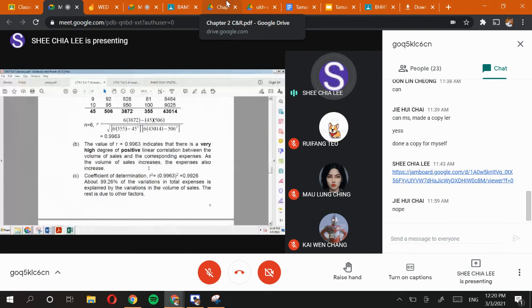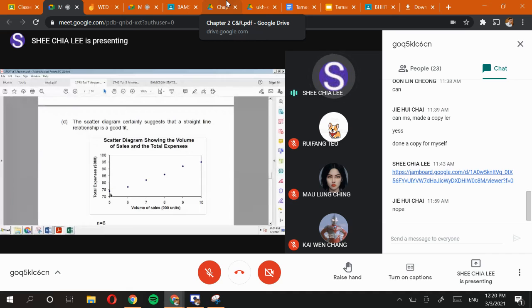When you plot, it is actually considered as very straight. So you say the scatter diagram certainly suggests that a straight line relationship is a good fit. Write down this one. To answer the question, the question asks you about fitting a straight line, correct or not? This is how you answer.